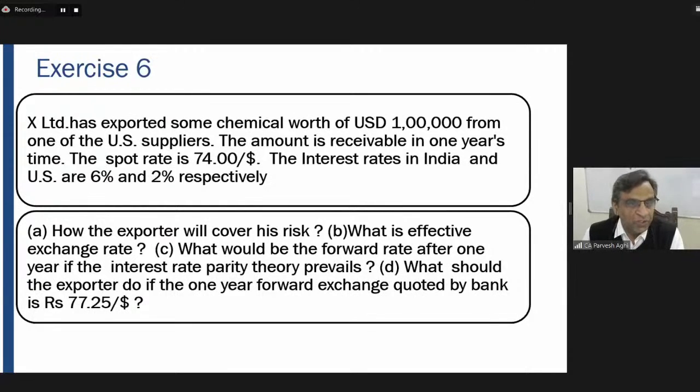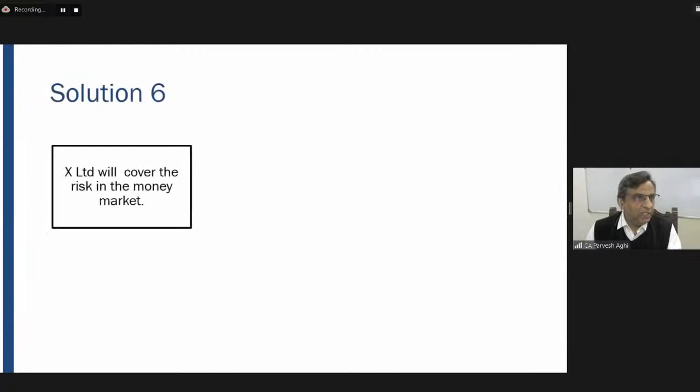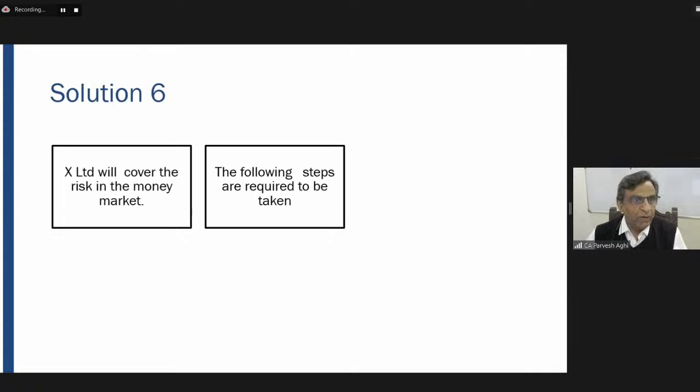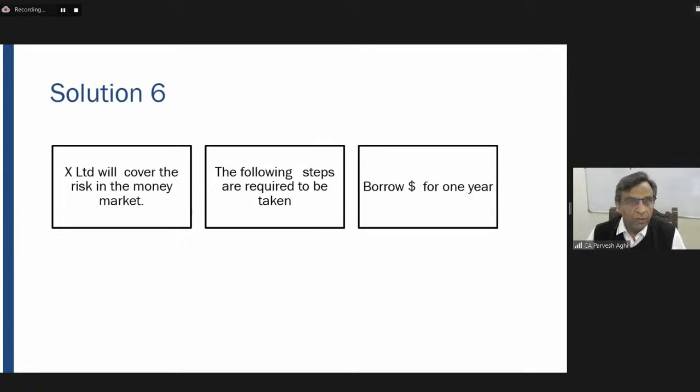So there are a lot of questions there: 1, 2, 3, 4. Let's see. X Limited will cover the risk in the money market, since the forward rate is given only at the end, in the last part. So we'll go with the money market cover first. The following steps are required. Borrow dollars for 1 year. This is a case of an export, so he's going to borrow the dollars abroad and bring that money into India. So you borrow abroad and invest in India.